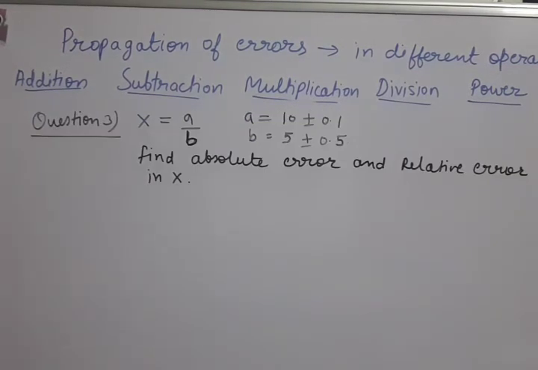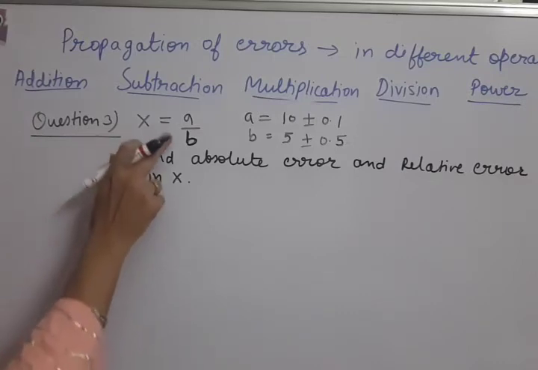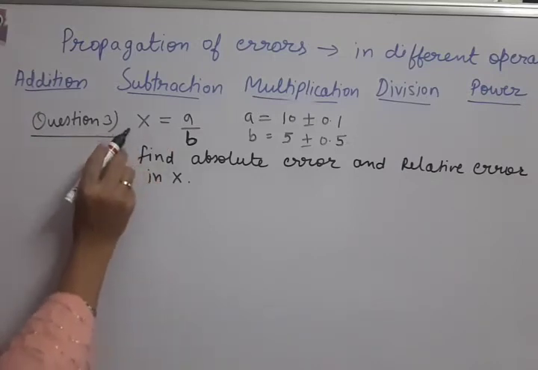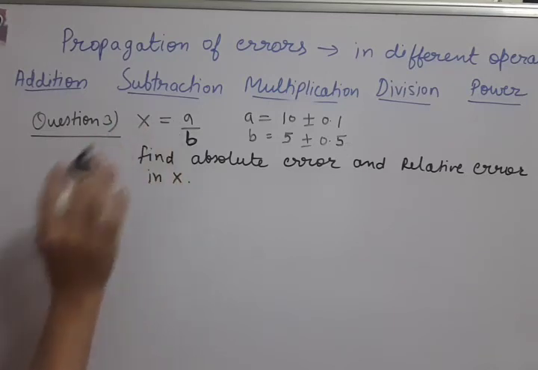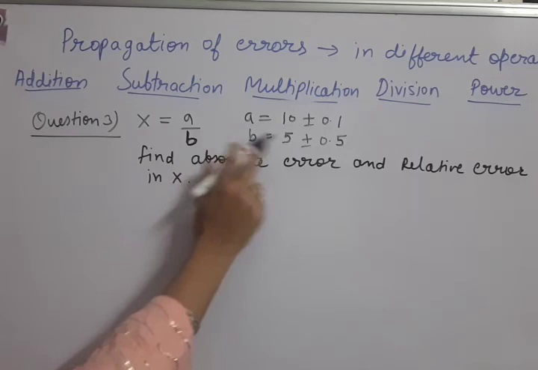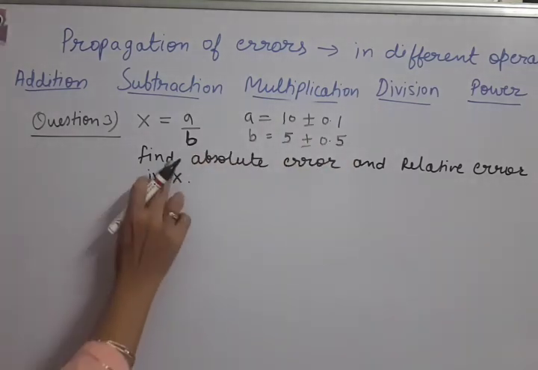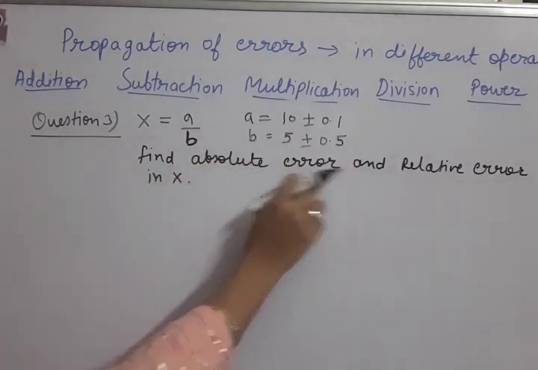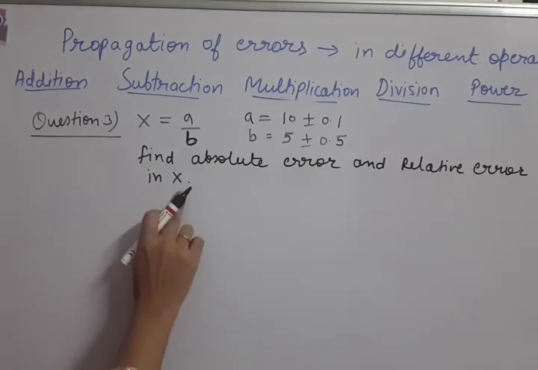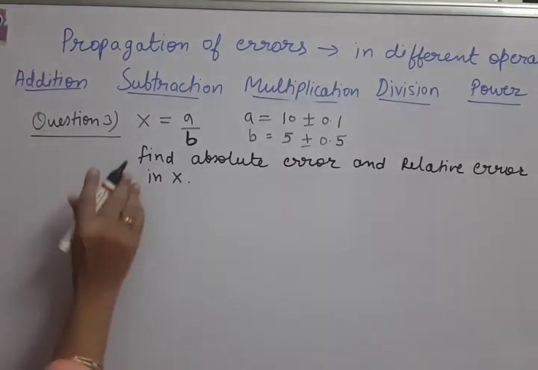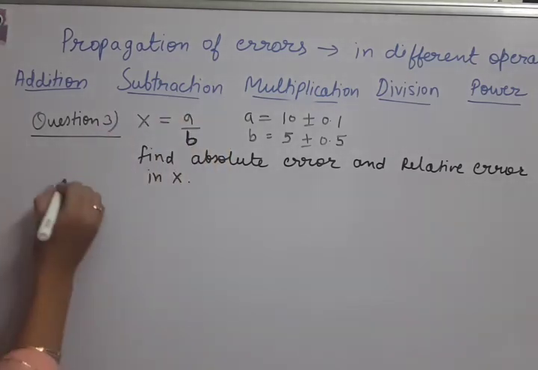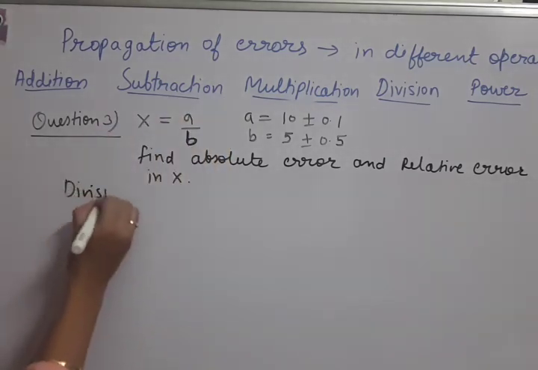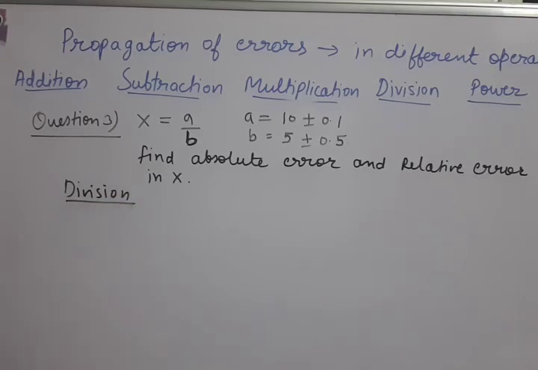So remember this formula for the numericals also. So students, let us practice the question based on division. Here x equal to a upon b is given. Okay, so this is the division operation. A and b are expressed like this. Question is find the absolute error and relative error in x. So first of all, always students, we have to see which operation is this. So operation is division.